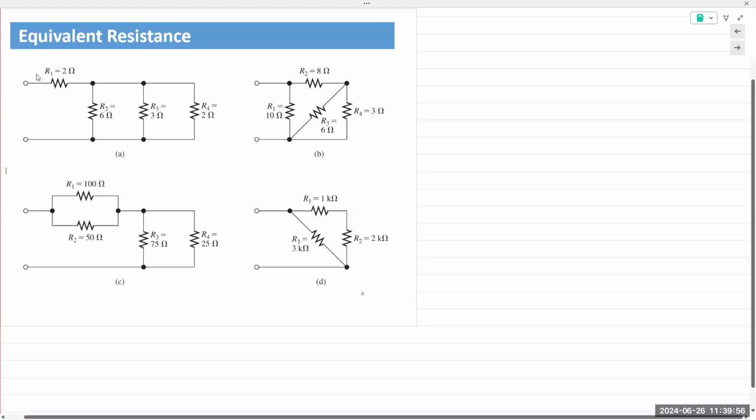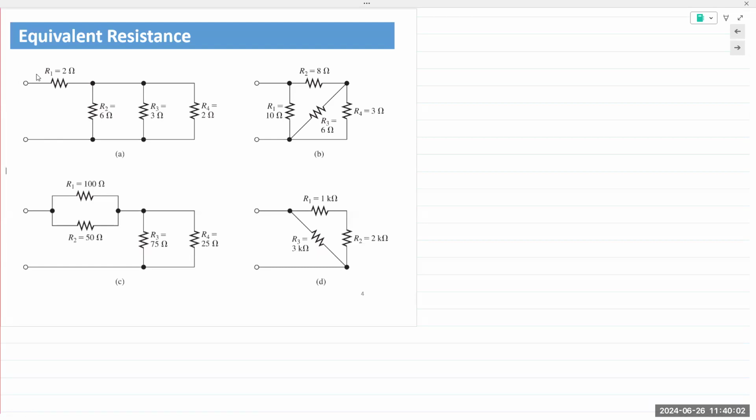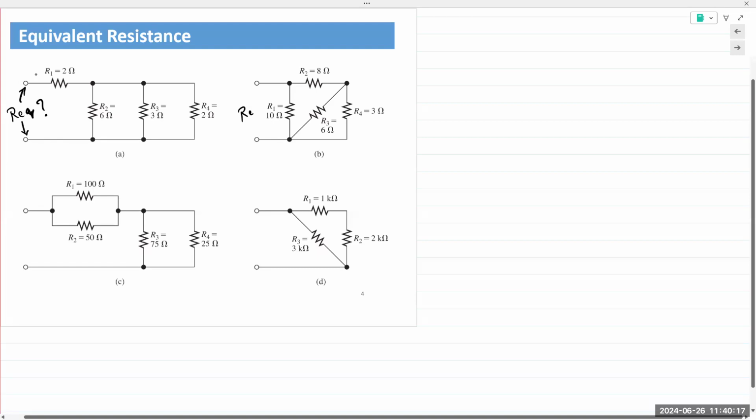So the problem on this page is asking, what is the value of the resistance you would measure if you connected a meter between these terminals? Okay. What is the total equivalent resistance you would measure if you connected a meter between these terminals?